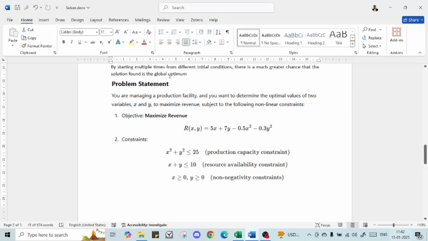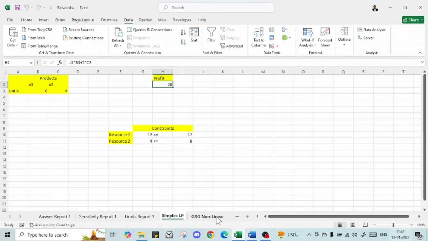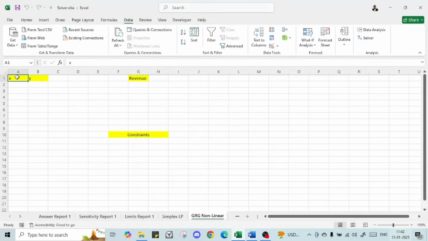Now that we understand what the GRG nonlinear method is, let us understand it better by solving this problem. You are managing a production facility and you want to determine the optimal values of two variables x and y to maximize revenue subject to the following nonlinear constraints. So we are here to maximize the revenue. Let's put this in a sheet. Here the x values and y values, the unit value of x and y is going to be entered, and here is the revenue.